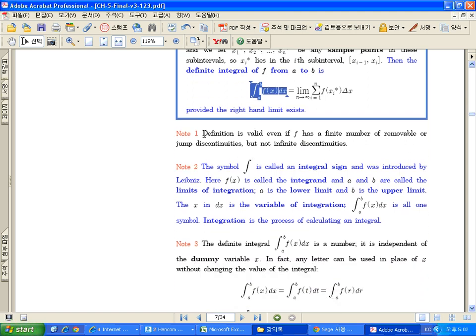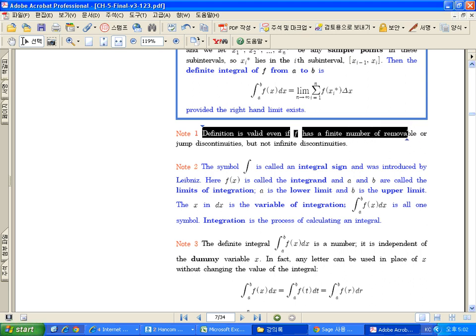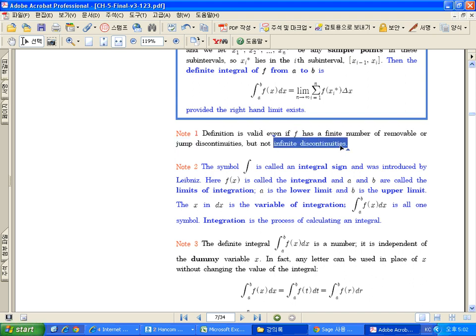First note: the definition is valid even if f has a finite number of removable or jump discontinuities, but not infinite discontinuities. So if we have a finite number of discontinuities, we can still define a definite integral.